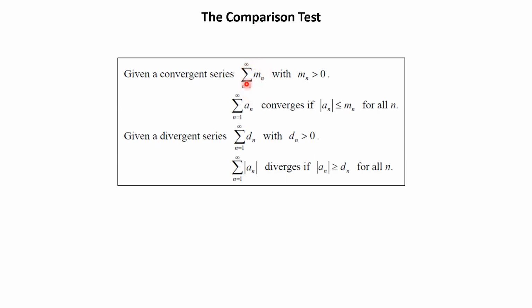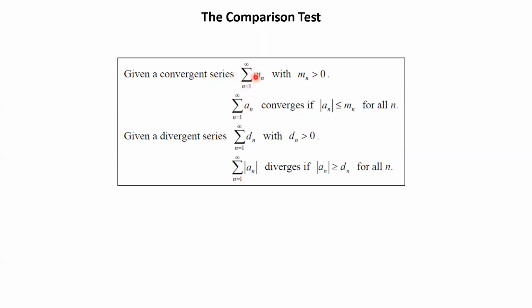So given a convergent series, suppose you know that it converges already, and all the terms in this series are greater than 0. Then you are going to test another series, a series that you want to test. If you look at these two series term by term, and you realize that the absolute value of a_n is smaller than the term m_n here for any n, then you know that this series is convergent also.